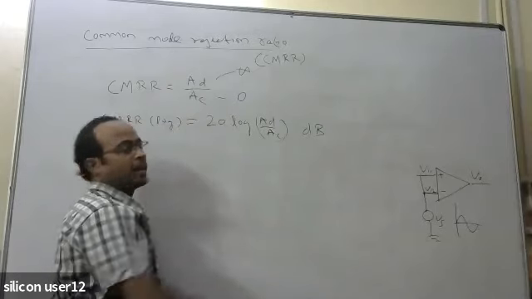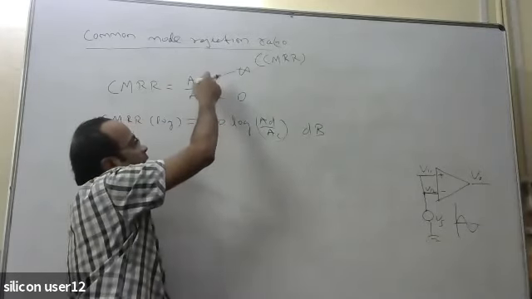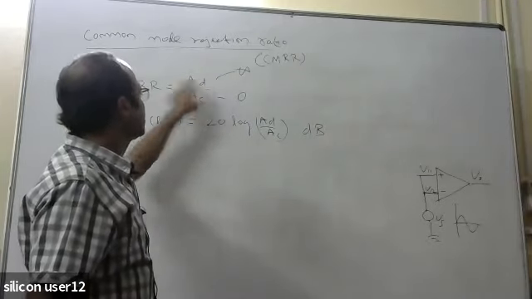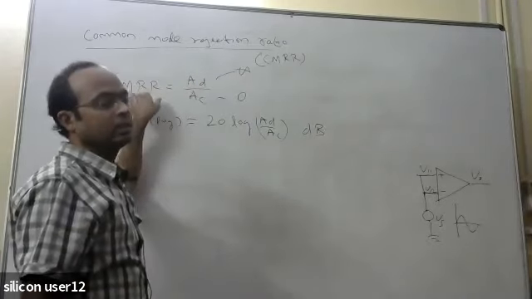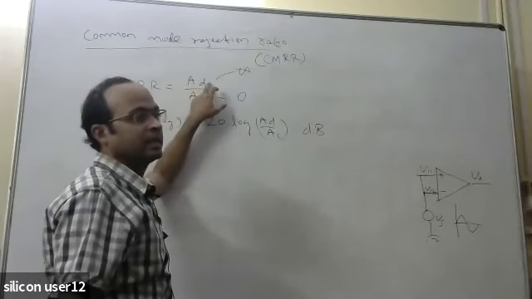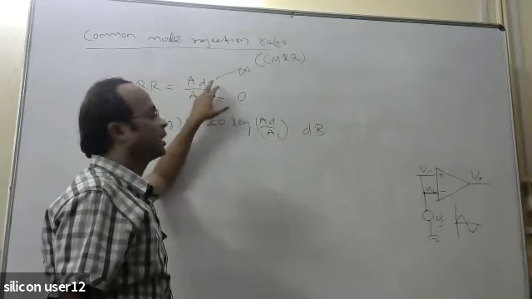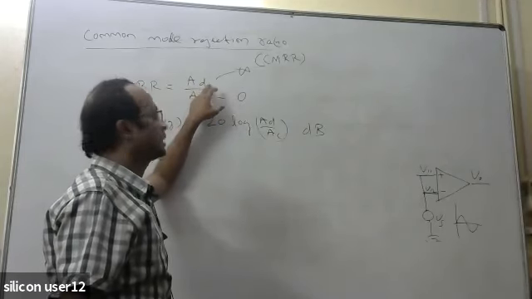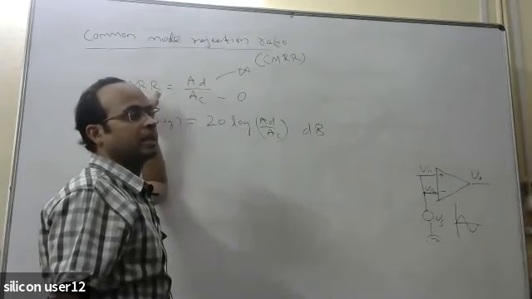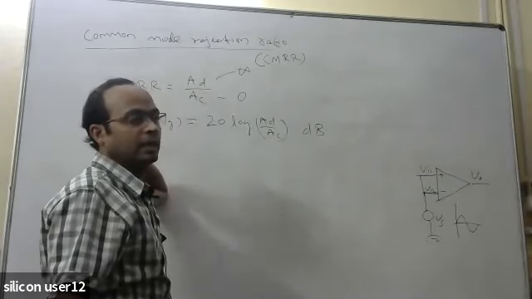So obviously if the CMRR is high, then you can say the op amp is a good one, because there the AD value is high. And if the CMRR is low, that indicates that AD is low and AC is high. So in that scenario, the CMRR of the op amp will be less.